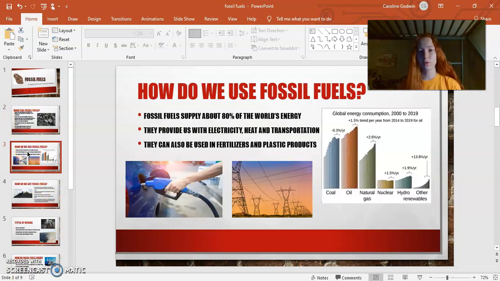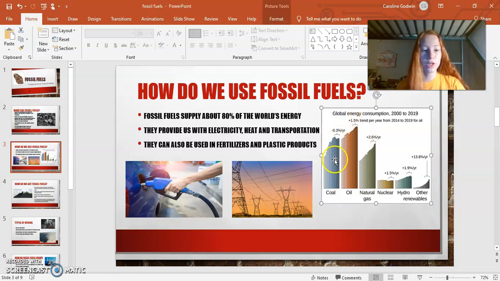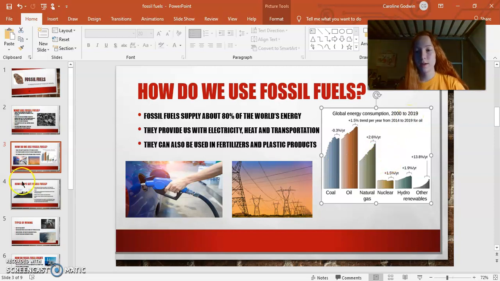How do we use fossil fuels? Fossil fuels supply about 80% of the world's energy. They provide us with electricity, heat, and transportation. They can also be used in fertilizers and plastic products. And over here to the right, we have a graph that shows how global energy consumption of fossil fuels has changed from the year 2000 to the year 2019. And as you can see, it's been increasing.